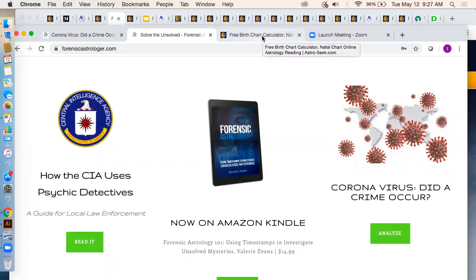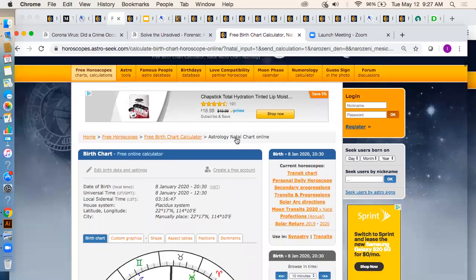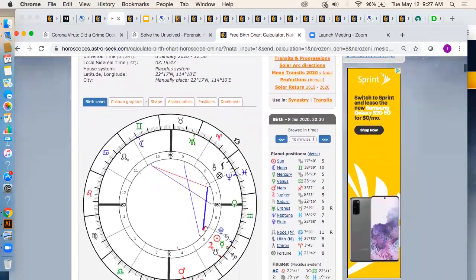We'll head on over to AstroSeek and plug in the information just as you would a birth chart. And what information do you need? In forensic astrology, you'll need a timestamp. And as I said in my book, you can look at any crime and find information as long as the timestamp and the location are correct. There are different methods to finding a good timestamp, but today we'll look at the day the coronavirus announcement was originally published in the Wall Street Journal.